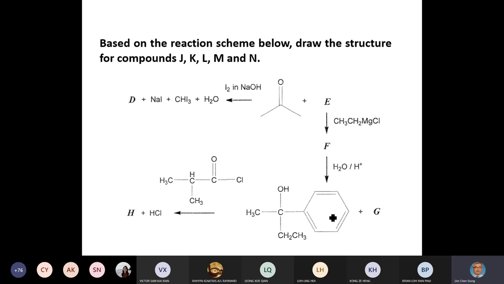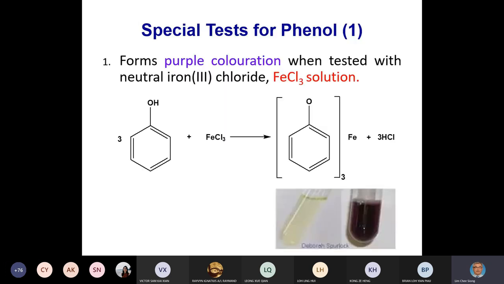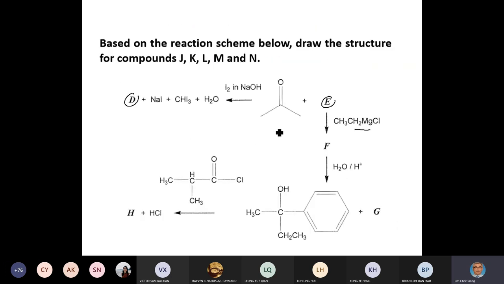And you can answer for the chemical equation here. Roughly, you go through it. E undergoes reaction to form the D compound. So what should the compound be? It can form the iodoform as D. Okay, E, you are going to form the Grignard reagent. So we know that this one should refer to the compound E here, so you can form F, then followed by G and H. I wish that you can refer to the notes and try to answer and show me. You get my point?